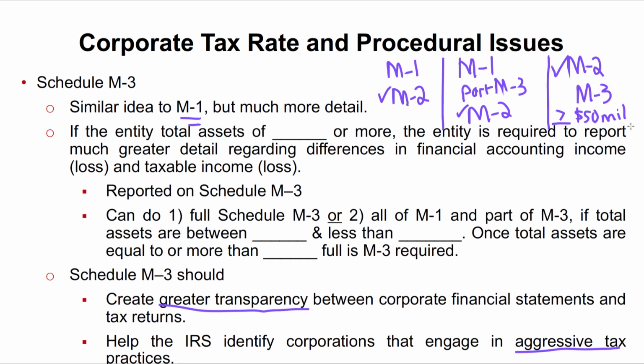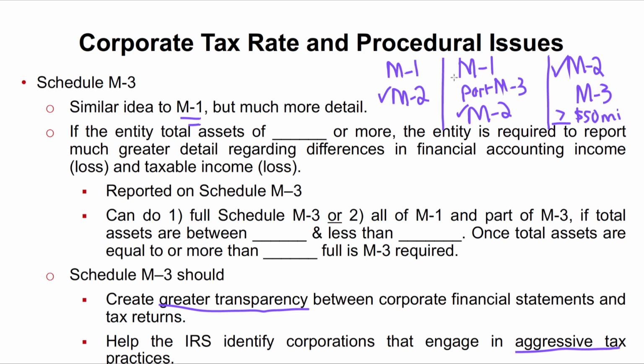Some of you might be wondering, why not look at total receipts? That's usually because if you have total assets of $50 million or more, then you probably have a pretty good amount of receipts too. Maybe not the same amount of receipts, but we're focusing on assets here, okay? Focusing on assets.